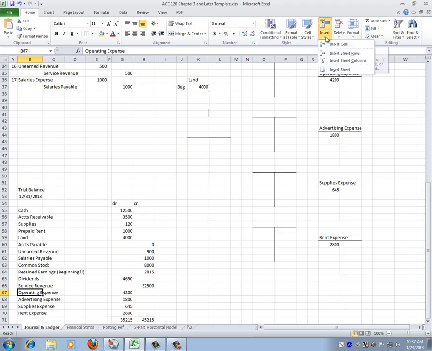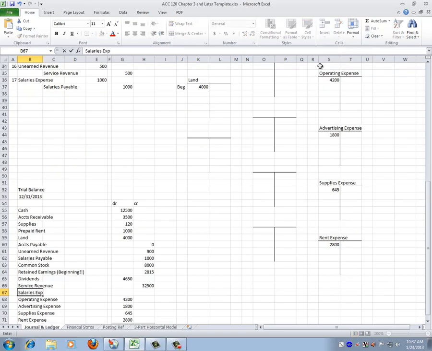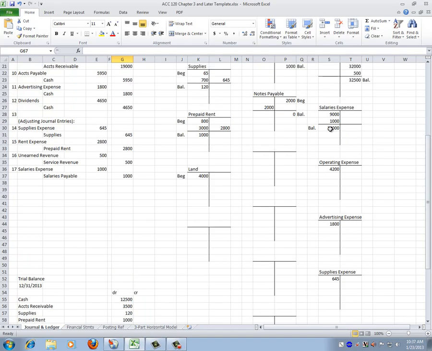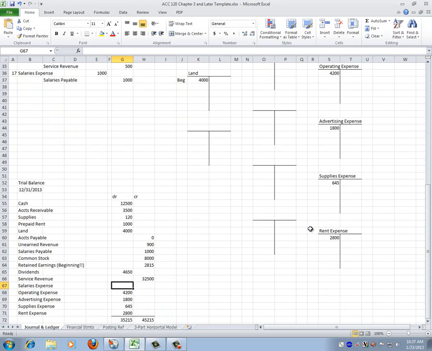So I'm going to insert a row and create that salaries expense temporary account, and its balance 10,000 left side, and that's going to put us in balance. So that's what we have to do if we show to be out of balance in the trial balance, is try to find our issue. And now we can see both columns do agree.